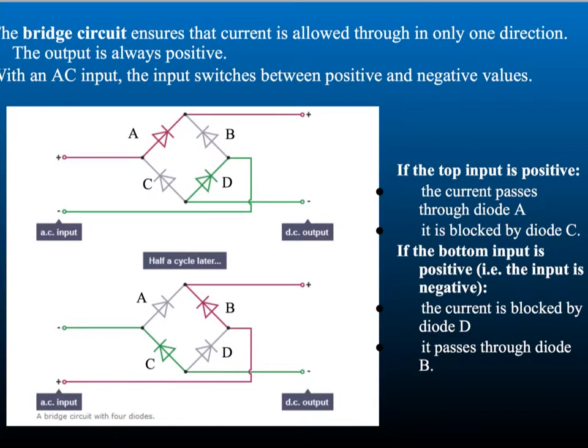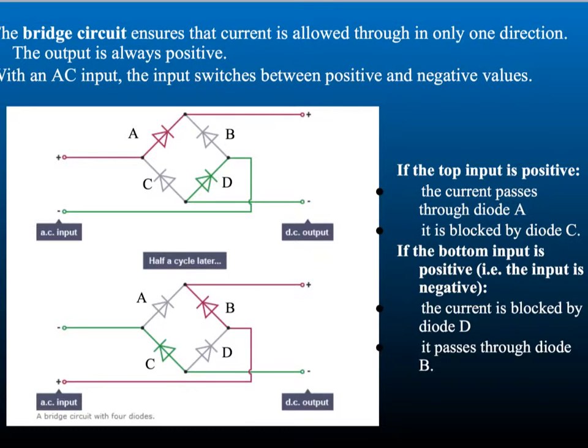Okay, just to go over that again and reinforce the important points. The bridge circuit ensures that current is only allowed to go in one direction. The output is always positive. The AC input switches between positive and negative values, as seen in our diagrams here.